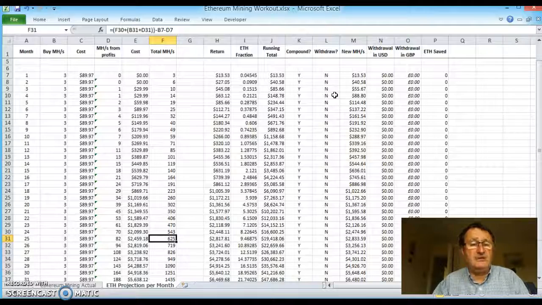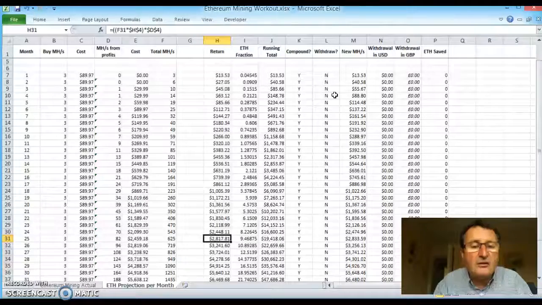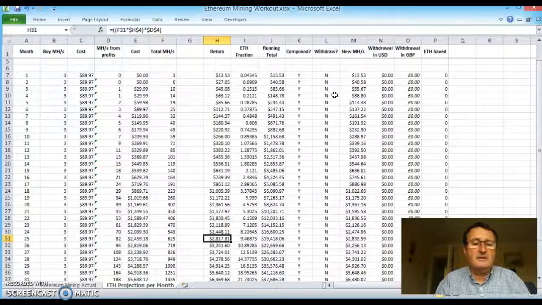And what we've got left is, in this case, we started off at 3 megahash, kept on buying 3 a month, plus we reinvested our profits, and we ended up with 625 megahash, which is earning us something in the order of almost $3,000 a month. So as you can see, it builds up quite a nice figure.